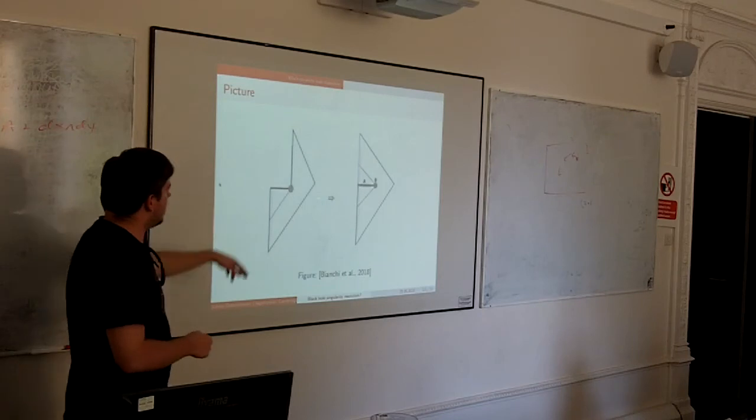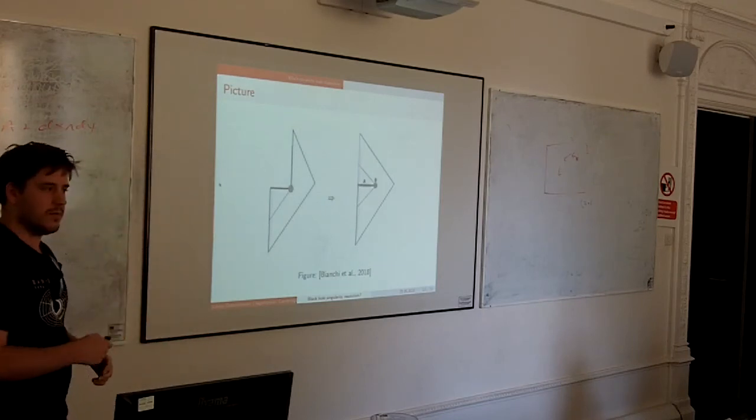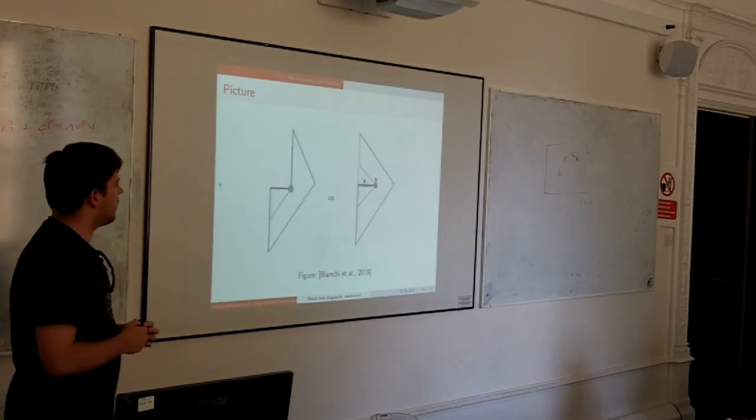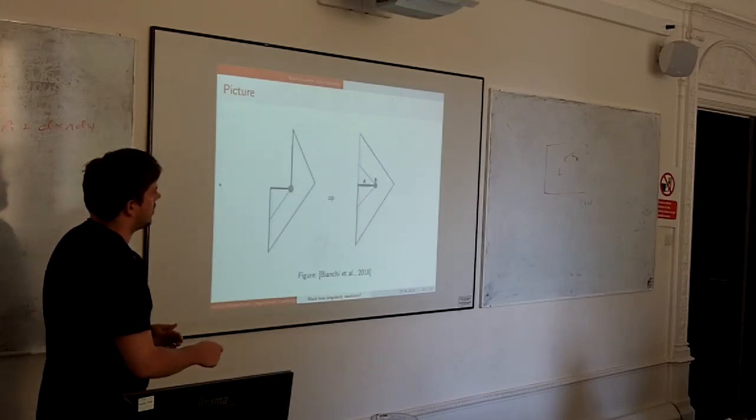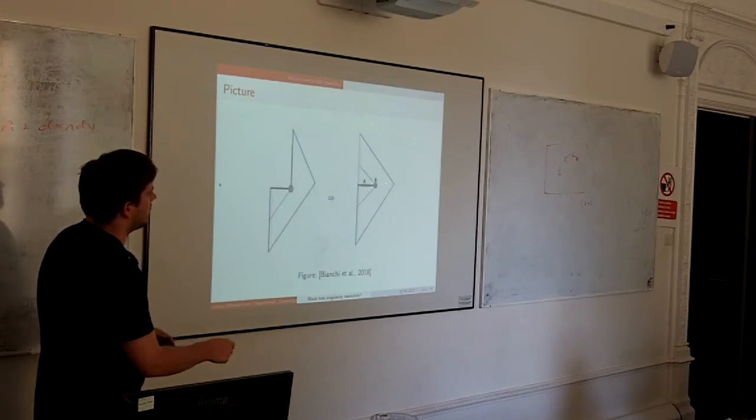So this here is the standard Penrose diagram for black hole evaporation. This is what loop people would like to have. So the way they construct this is the following. We have two regions, A and B.